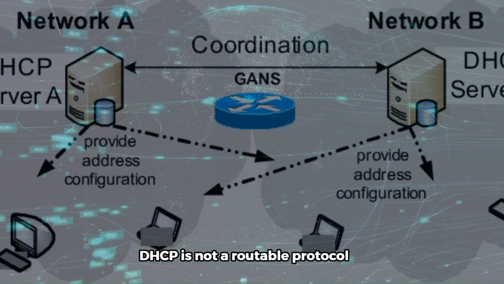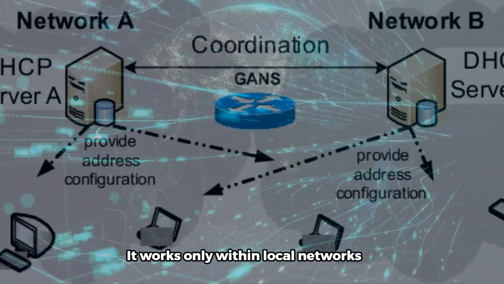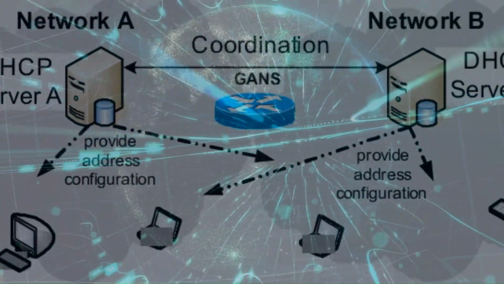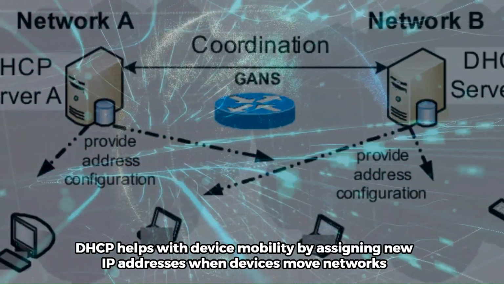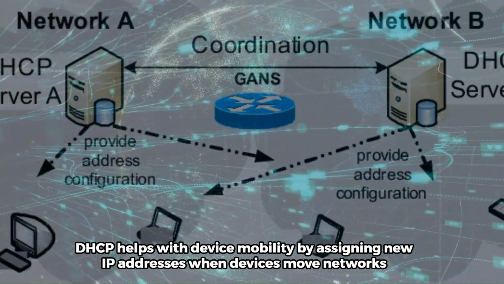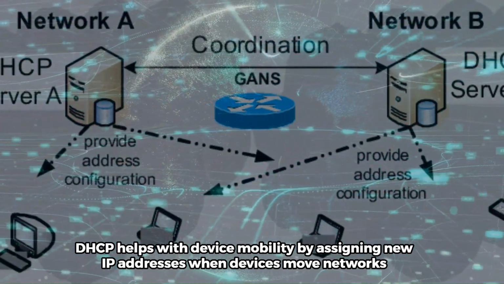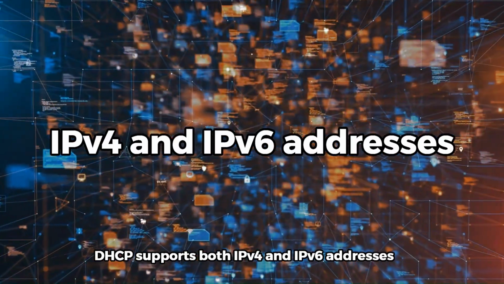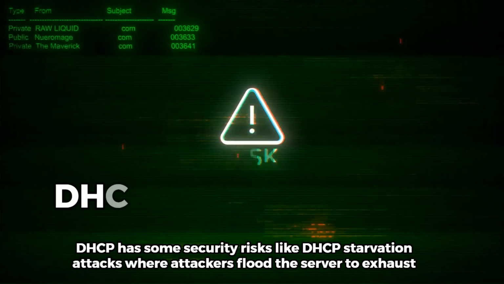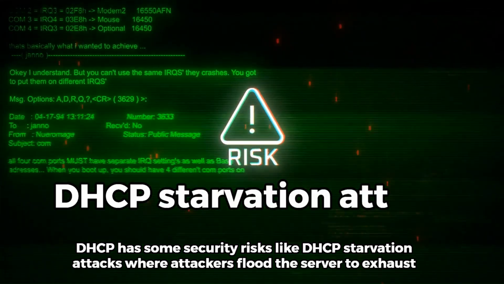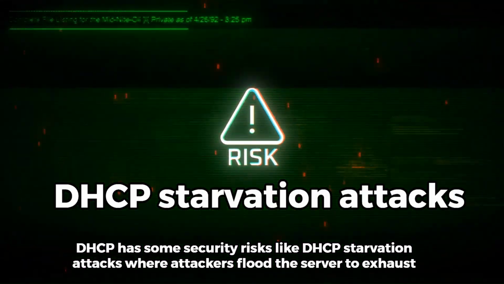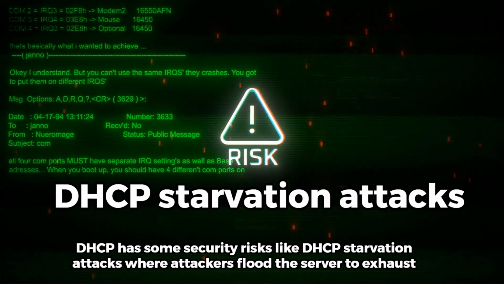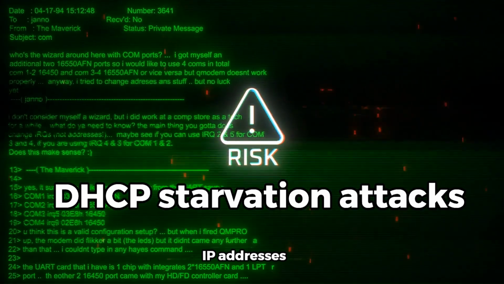DHCP is not a routable protocol. It works only within local networks. DHCP helps with device mobility by assigning new IP addresses when devices move networks. DHCP supports both IPv4 and IPv6 addresses. DHCP has some security risks, like DHCP starvation attacks, where attackers flood the server to exhaust IP addresses.